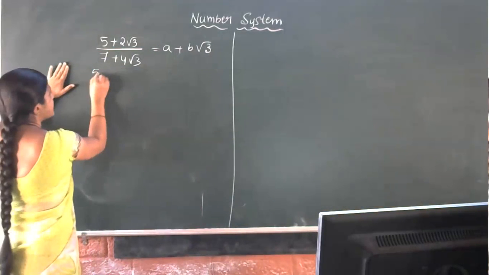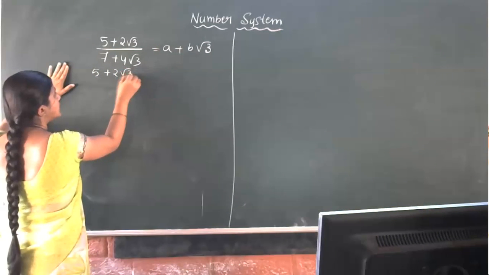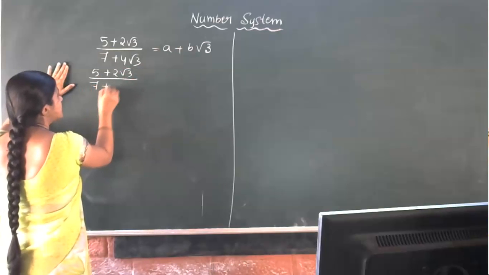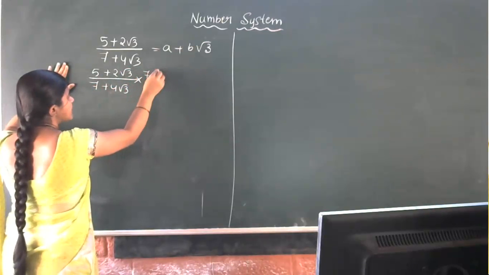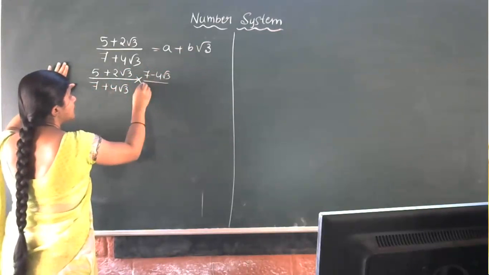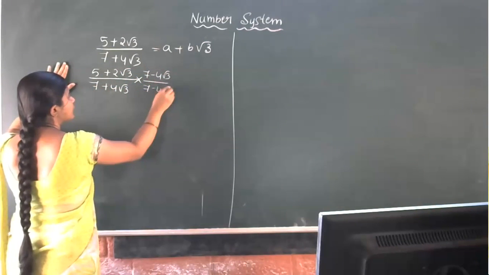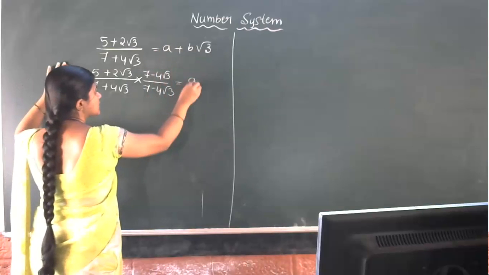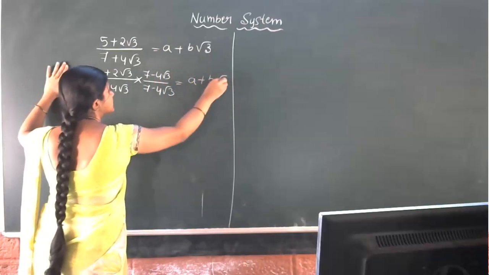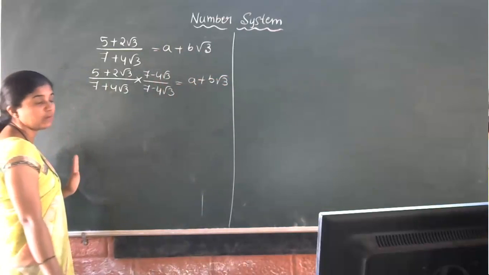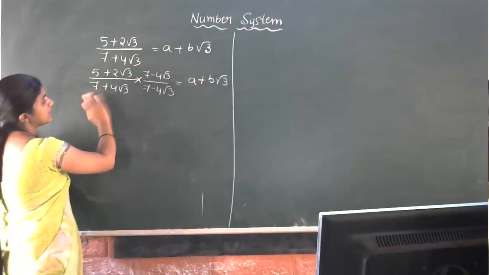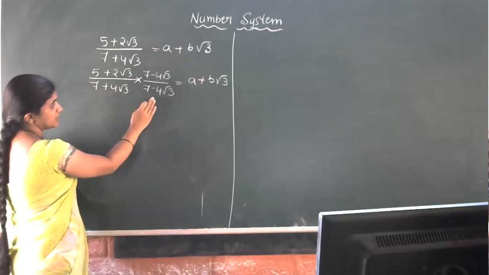Now, first step. (5 plus 2 root 3) divided by (7 plus 4 root 3) into the rationalizing factor, (7 minus 4 root 3) divided by (7 minus 4 root 3), which is equal to the RHS part, A plus B root 3. RHS you have to take as it is. Now here the multiplication part, A plus B into A minus B.